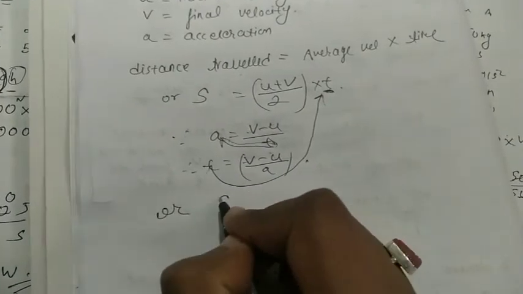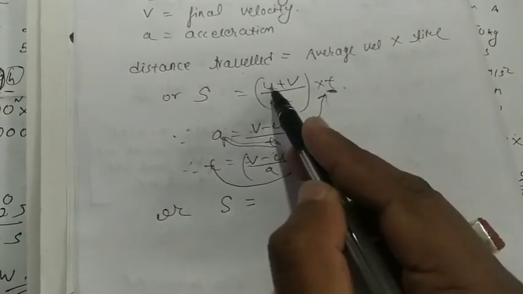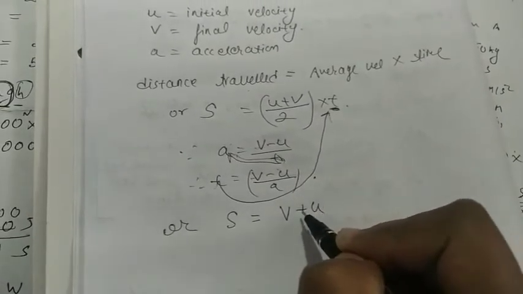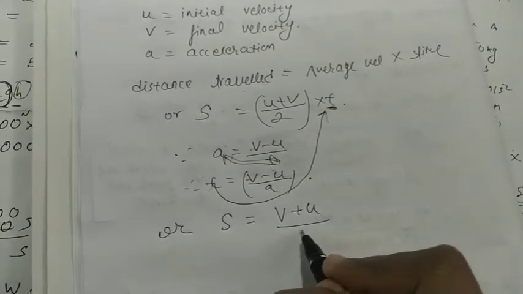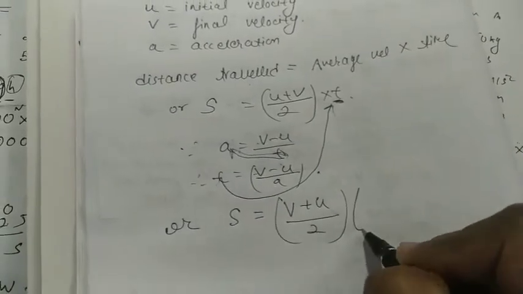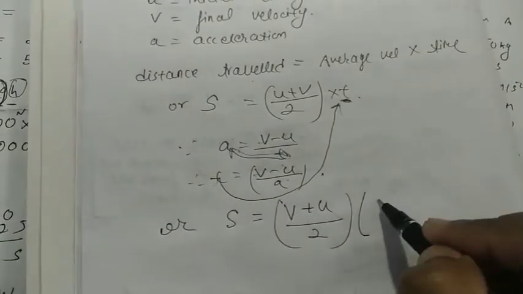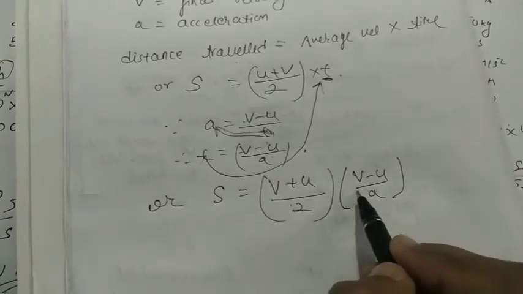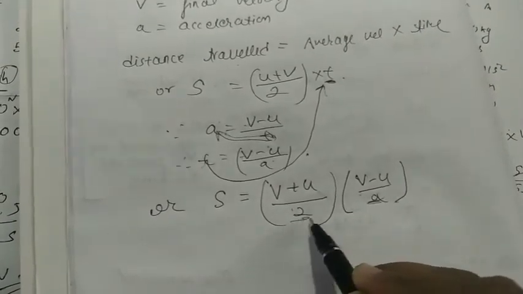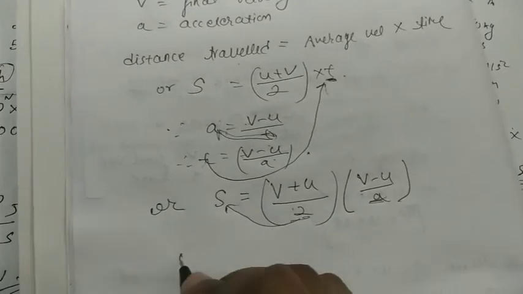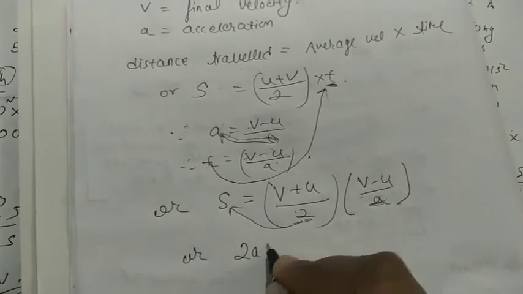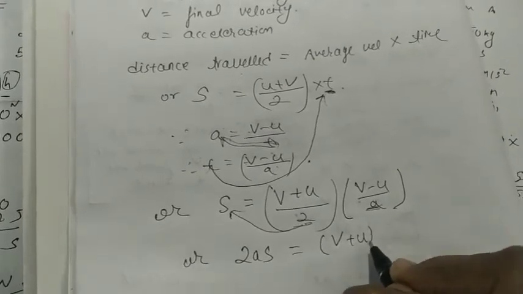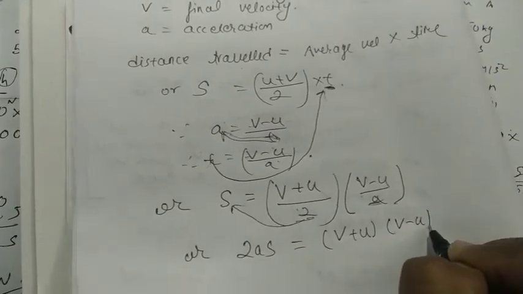Or s equals, there is u plus v, I'll write it as v plus u. u plus v and v plus u are same, by 2. In place of t, what will I write down? v minus u by a. Now this 2 into a, this a and this 2 will go up and will become, or 2as equals v plus u, v minus u.